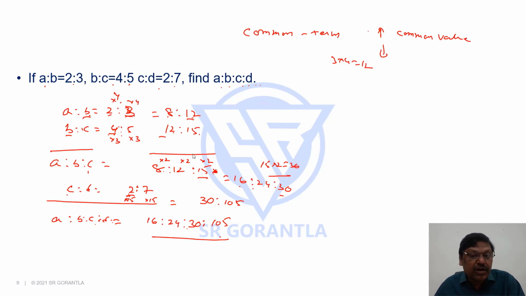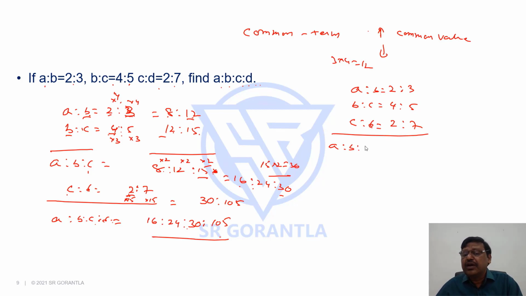Now, there is a shortcut for this, but the shortcut has its own limitations. What is the shortcut? What is the limitation? We'll discuss this. When I have A is to B equal to 2 is to 3, B is to C equal to 4 is to 5, C is to D equal to 2 is to 7, and I want A is to B is to C is to D, the limitation is we can apply the shortcut only if I have a situation like this. It ends with B, starts with B, ends with C, starts with C. If it is like this, you can write the shortcut. And the shortcut is this.